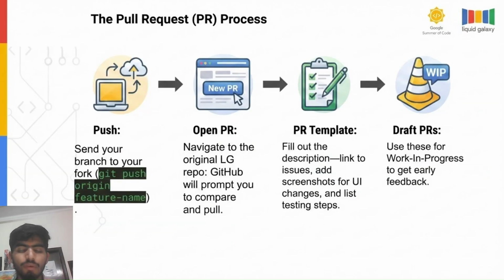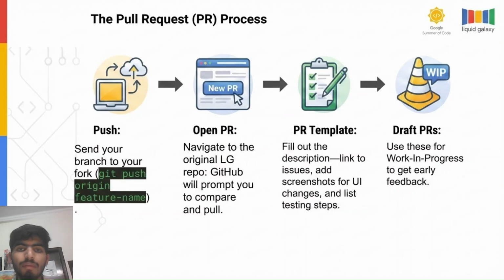Now let's say you have forked the main repository, worked on it by creating a new branch, and cloned it in your code editor. Now you have to push that back to GitHub. For that, you first send your branch to your fork, which is in your account. That will be git push origin, followed by the branch you have created, the feature name.